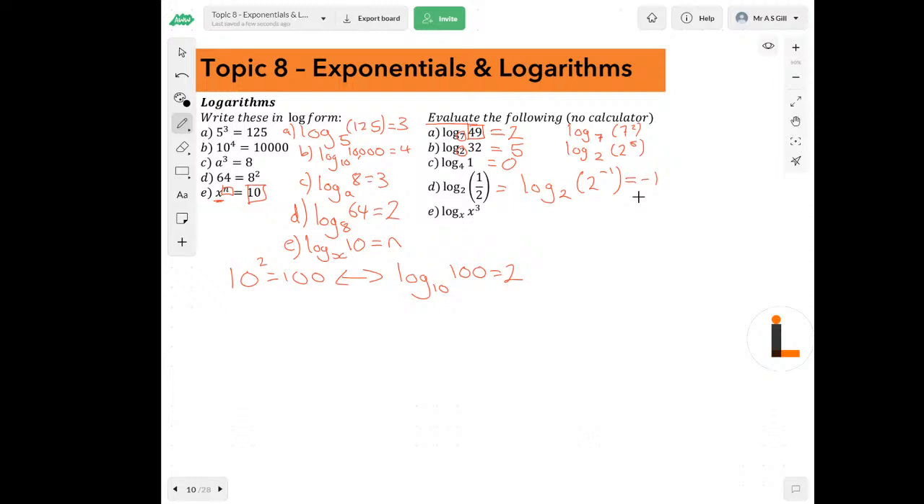And then we see this in part E as well. What power of x will give us x cubed? The answer is 3, right? X to the power of 3 will give us x cubed. This is what we're saying.